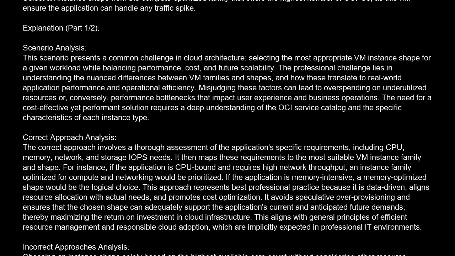The correct answer is A. Select an instance shape from the compute-optimized family that offers the highest number of OCPU, as this will ensure the application can handle any traffic spike.